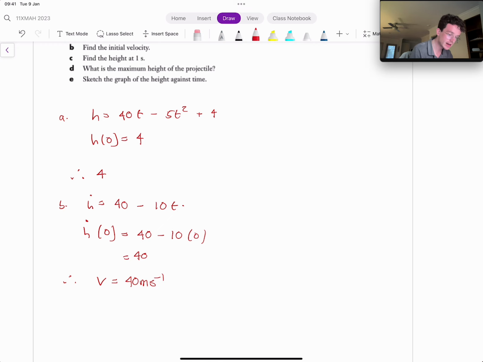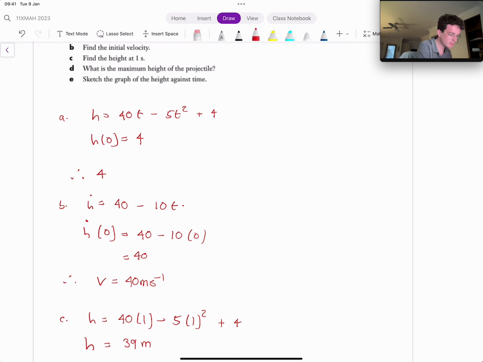C, find the height after 1 second. Well, we know h is equal to 40 times 1 minus 5 times 1 squared plus 4. We're just substituting 1 into our height equation. So 40 times 1 minus 5 times 1 squared plus 4 is 39.